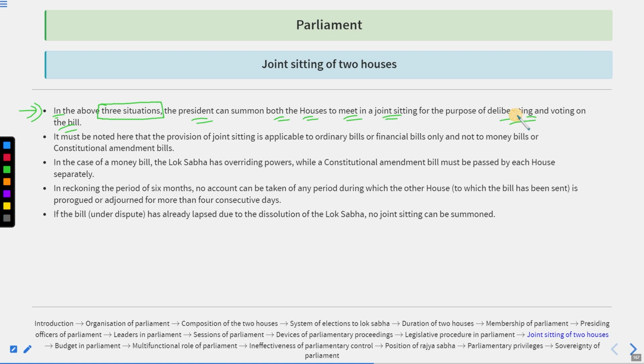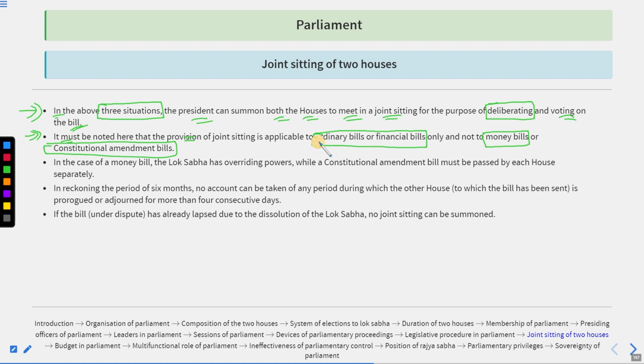of both the houses, so that the members of both the houses could sit together, deliberate their opinions, okay, so that a joint view could be gathered on this. On the basis of the gathered joint view, the voting on the bill would be started. Okay. Thereafter, it must be noted here that the provision of joint sitting is applicable to ordinary bills or financial bills, and not to the money bills or constitutional amendment bills.